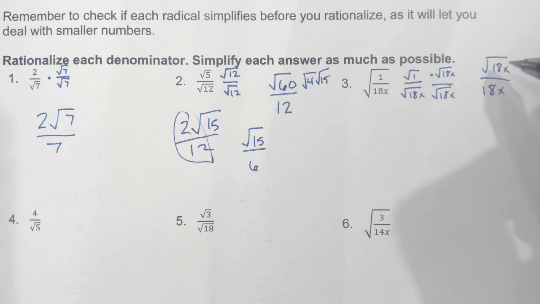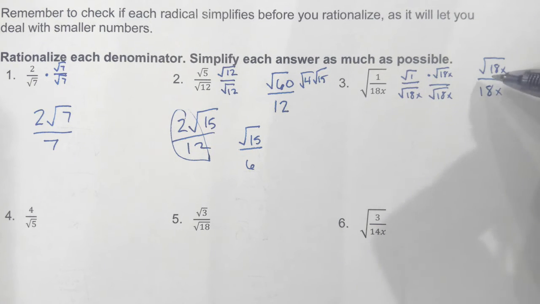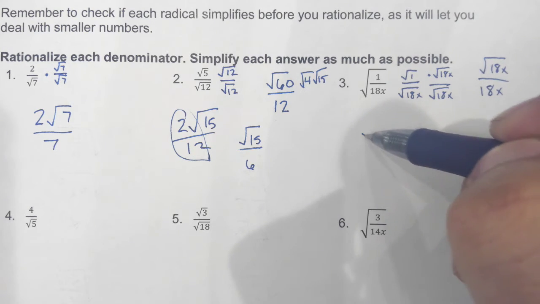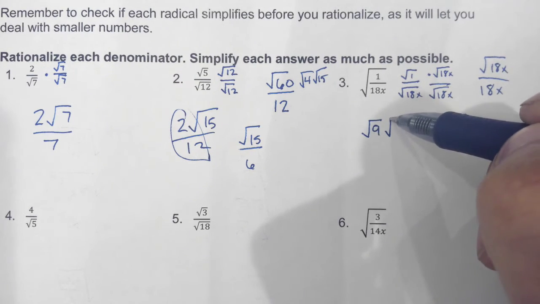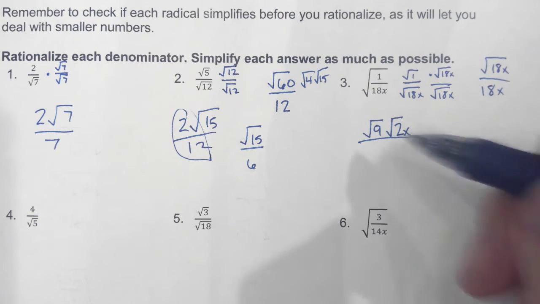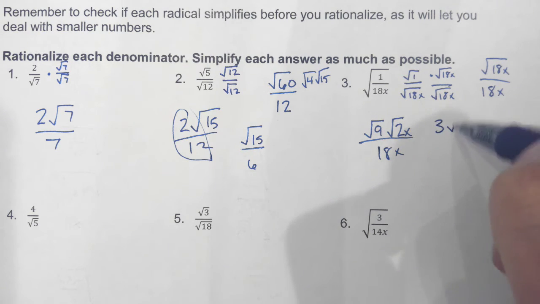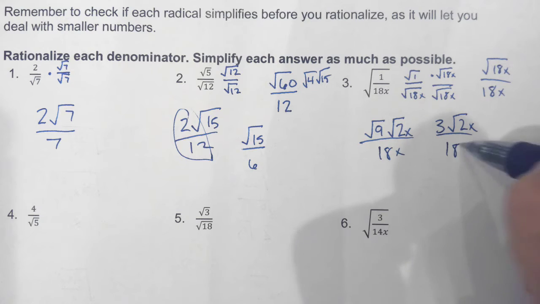Look at that top, and does it simplify is the question. So the 18 is the part that will simplify. What perfect square divides 18? That would be 9 times 2x, right? 9 times 2x is still 18x. On bottom, we have the plain old 18x. What's the square root of 9? It is 3. So we have 3 square roots of 2x over 18x.